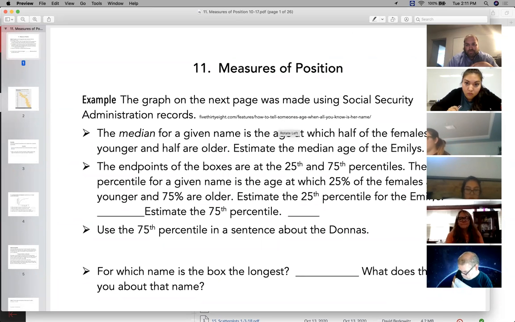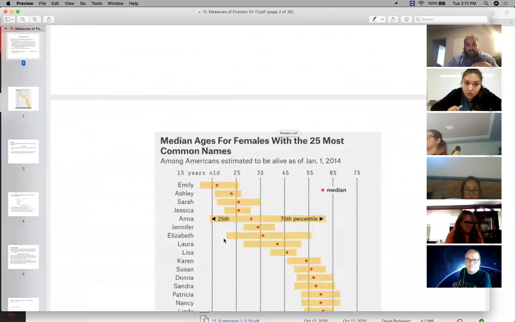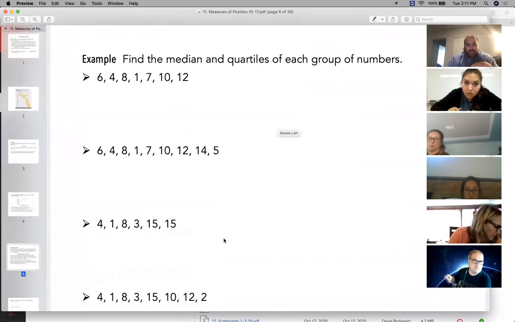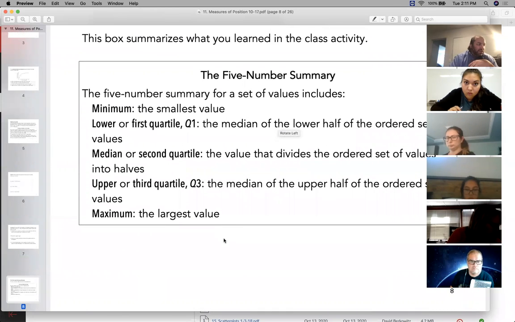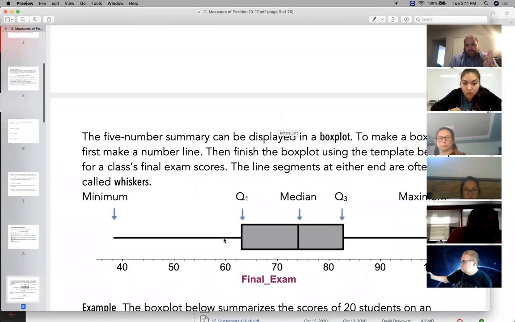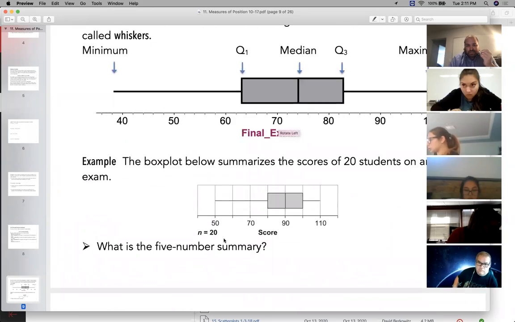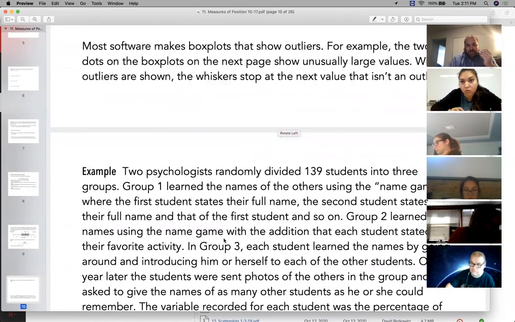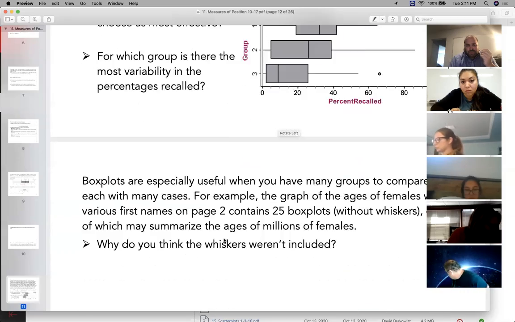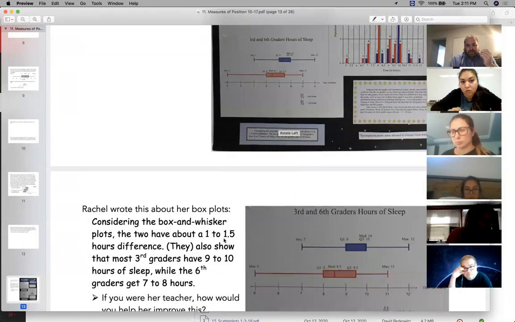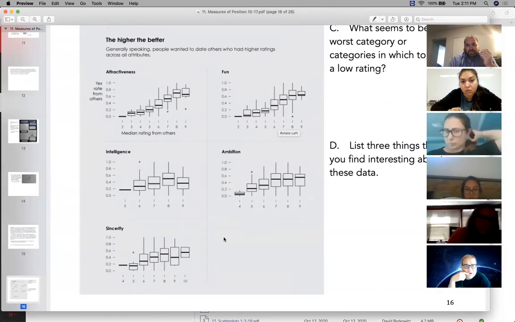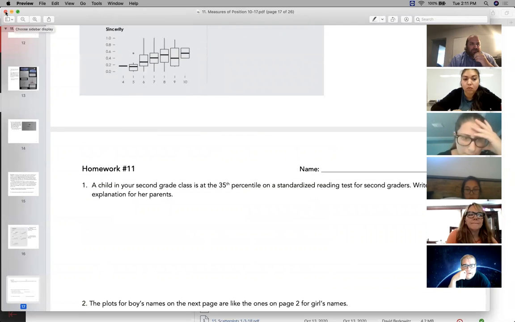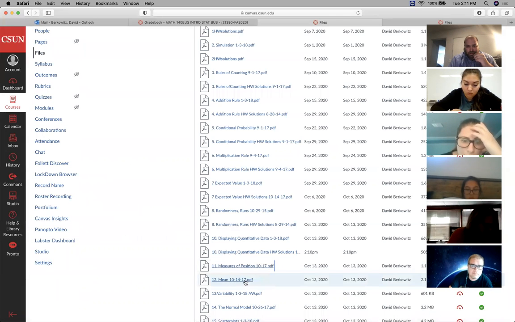We got to 5 number summary. Oh, so we already started this one. So we did the 5 number summary, and we did the box plots? Excellent. Actually then, I guess we finished. You're right. I think we finished this then. Did we do this one here? Yeah, we sure did. So we are on 12, moving right along.